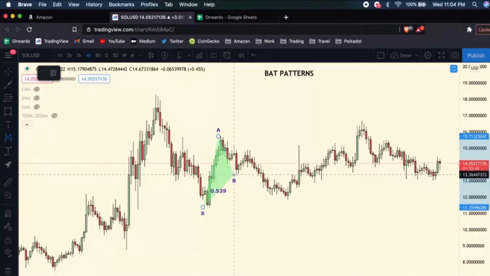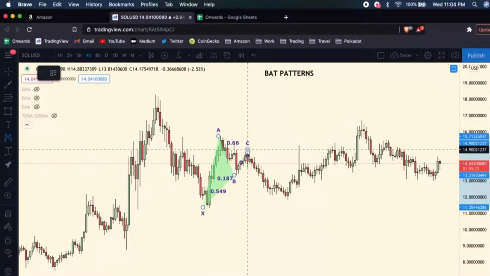So you see we are at a 0.54. A 50% retracement would be a perfect bat pattern, but we are at a 0.54. We have to be between 382, because that's the first Fibonacci retracement number, and 618. Right there. Then the C point is the same as the Gartley. It has to be between 382 and 886 of AB, and you can see we come up to a 66% retracement there, and the completion is deeper.